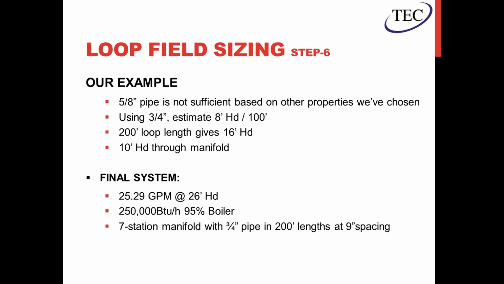And then our load, as we determined earlier, is around 230 MBH. So we'd be looking at probably a 250,000 BTU 95% boiler if we were going with a traditional heat source. And then our 7-station manifold with 3/4 inch pipe and 200-foot loop lengths.